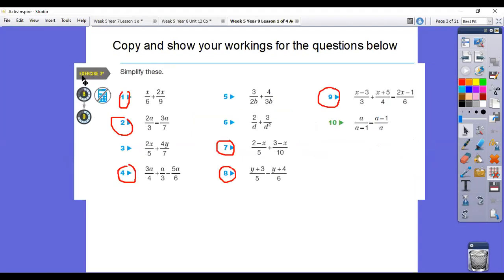For the second half, we've got the questions in exercise 3 with a star. These are slightly harder questions. For this, just again do the questions I've circled. So only do questions 1, 2, 4, 7, 8, and 9. Again, remember to copy the question, show your workings, show how you make the denominators the same, cross multiplying, simplifying wherever possible to get to your final answer.